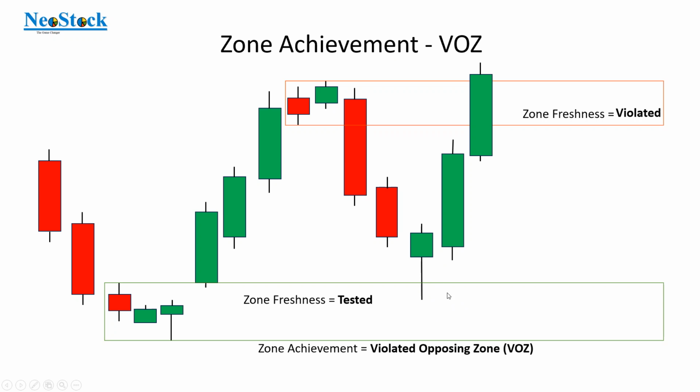Hope you understand the reason. The reason is the institutional pending orders in this zone are so powerful. How much power do they have? They have the power to violate all the pending orders in this supply zone.